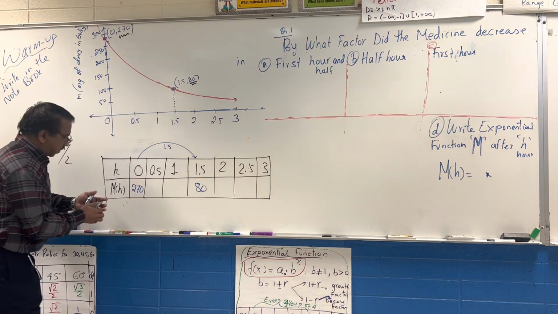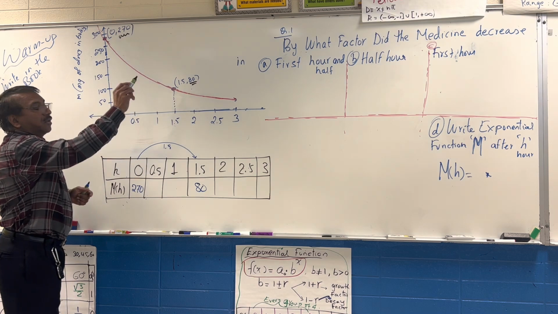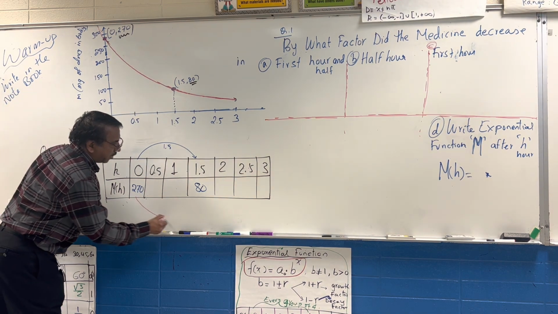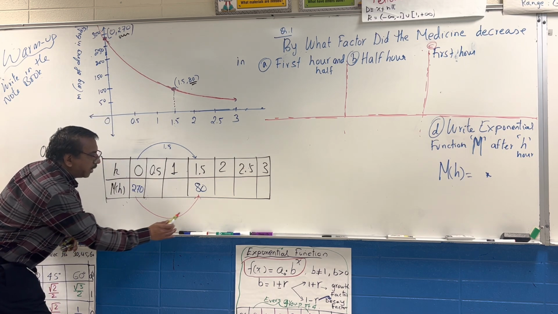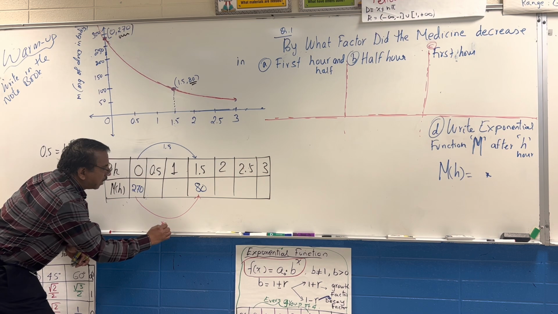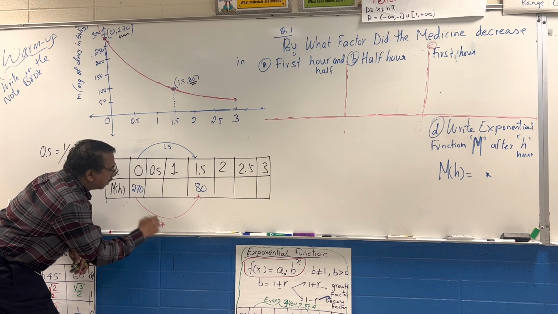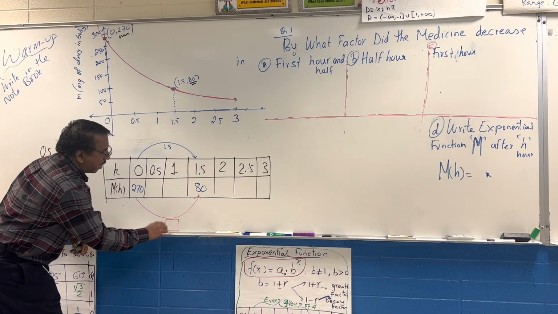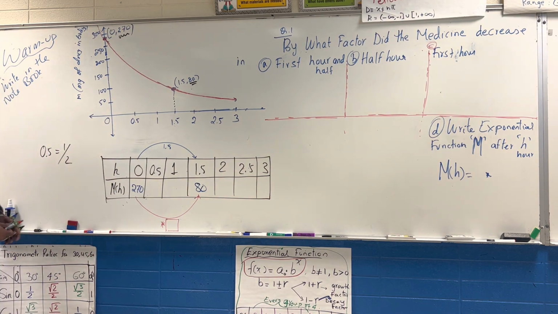So the question is, if I want to know the first factor, how did we get from 270 to 80? What did we multiply to 270? What did we multiply to this one? So what is that growth? I'm putting a box, so what should I put in the box? At this time I want someone to help me.